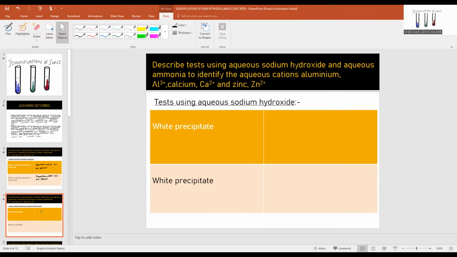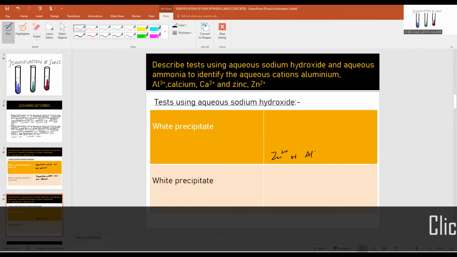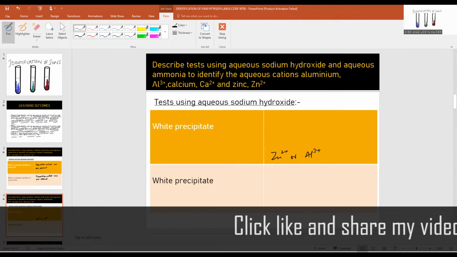First, I will talk about the test for a colorless sample. The test and result with aqueous sodium hydroxide will be like this. White precipitate: if this precipitate dissolves in excess of sodium hydroxide, then it contains one of these ions, Zn2+ or Al3+.